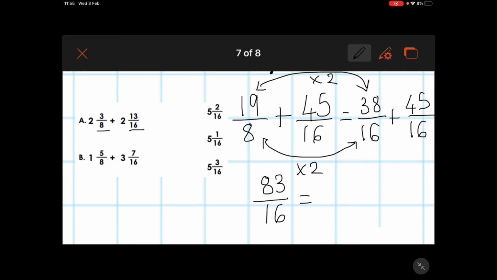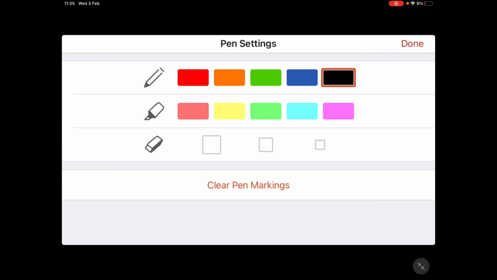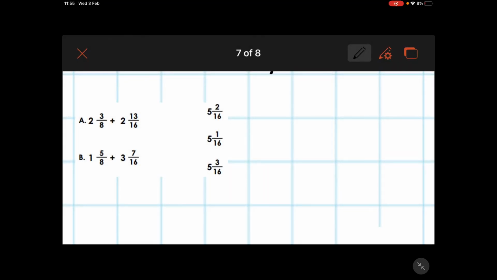16s into 83. I know there are 5 16s in 80, so we will have 5 wholes with a remainder of 3 and a denominator of 16. 5 wholes and 3/16. Now if we clear this and have a look at part B, I have 1 whole and 5/8, add 3 wholes and 7/16.